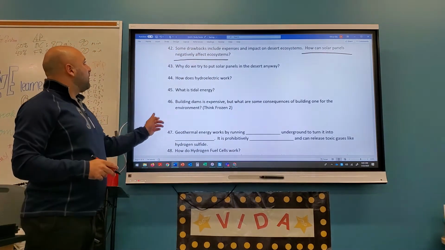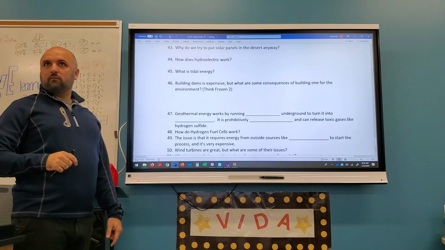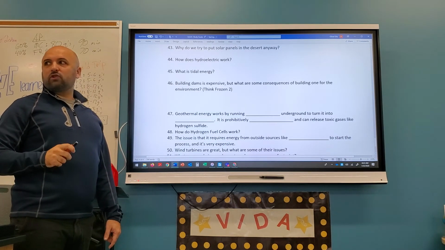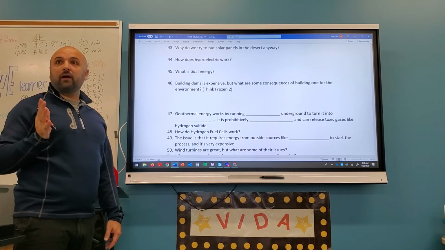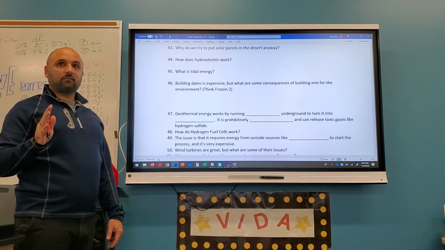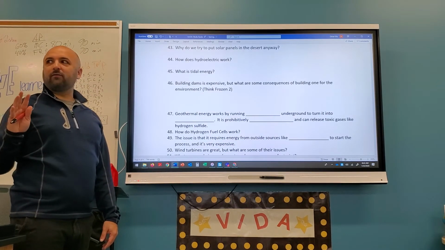Now, why should we try to put solar panels in the desert anyway? Because it has the most space, and the most sunlight. Remember, the reason we call it a desert is because there's very little what? Rain. And what causes rain? Where does rain come from? Clouds.